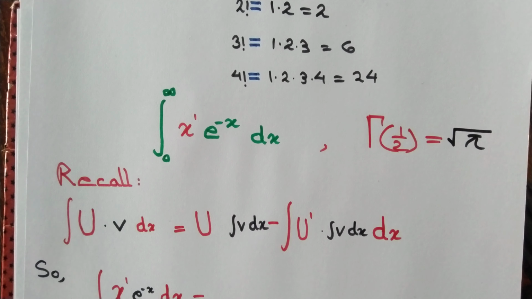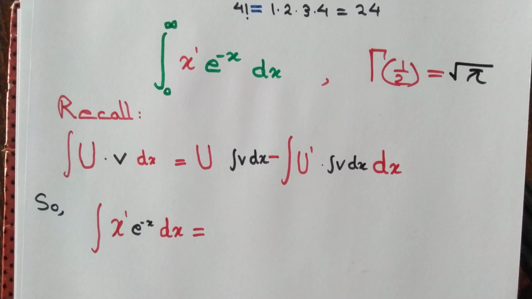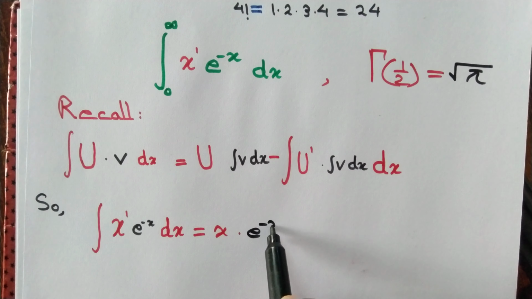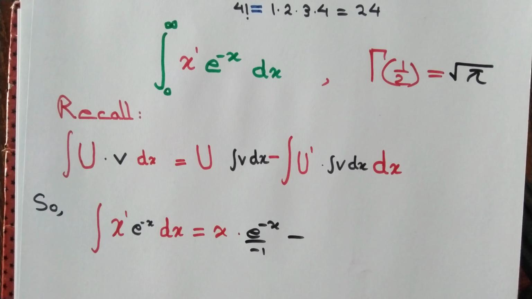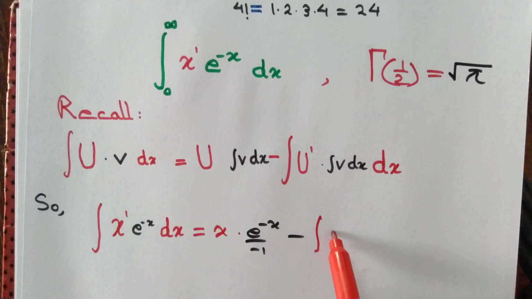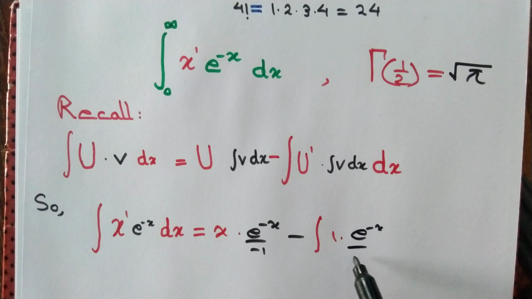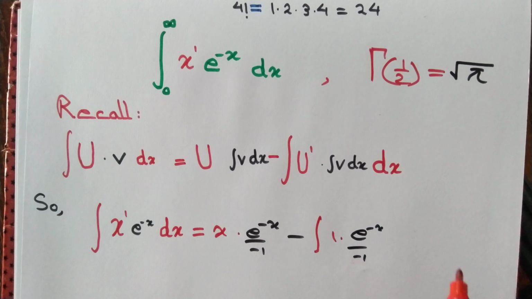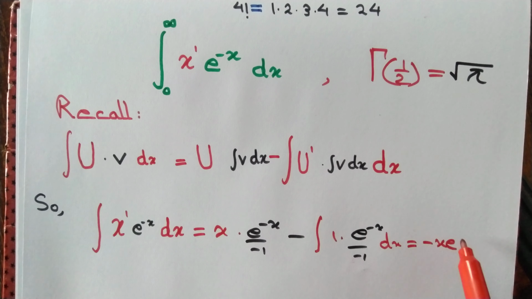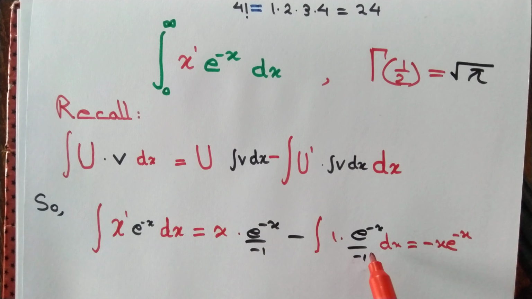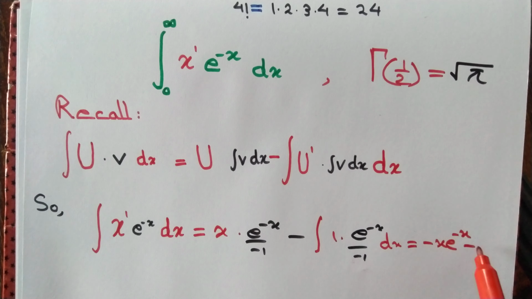So let's evaluate the integral of x times e to the power minus x dx. First function, that's x, times the integral of e to the power minus x, which is e to the power minus x by minus 1, minus the integral of the derivative of x, which is just 1, times e to the power minus x by minus 1, and that has to be integrated once again. Well, that's equal to minus x times e to the power minus x. Minus of minus is plus, but again we have to integrate e to the power minus x, so minus e to the power minus x plus some constant of integration.